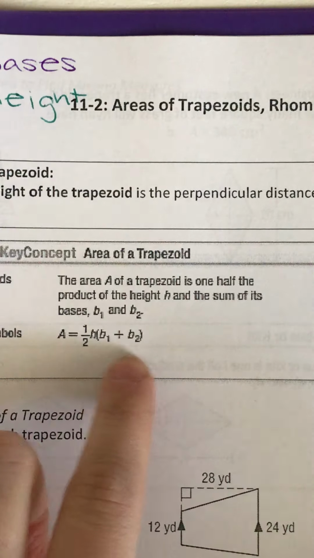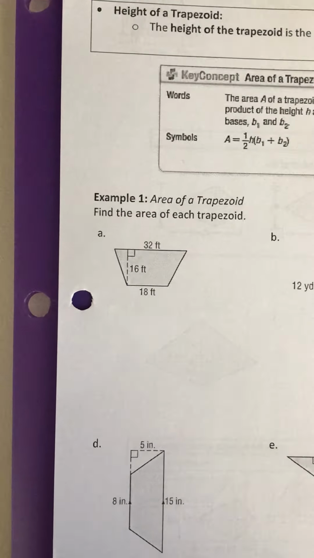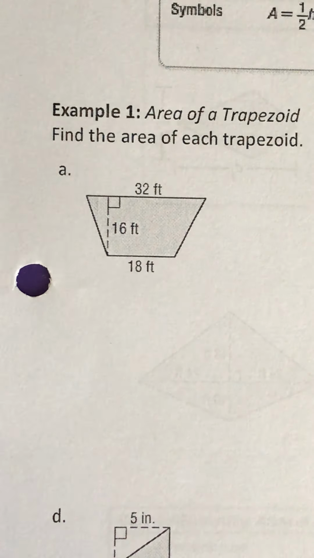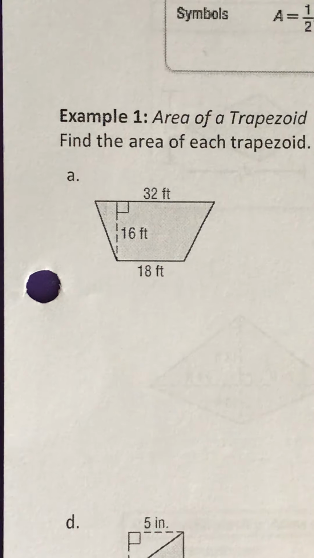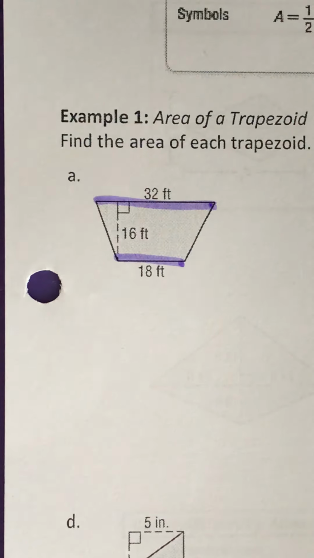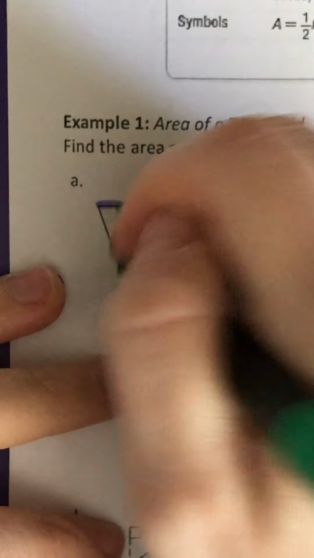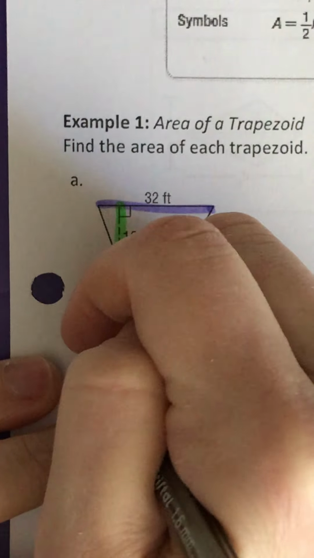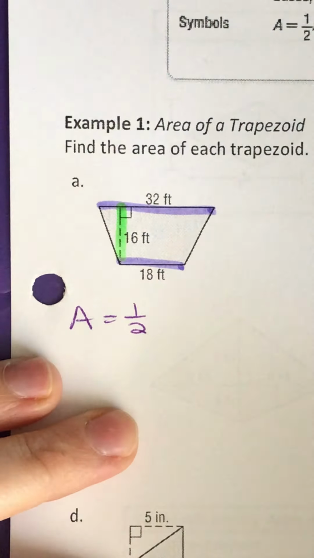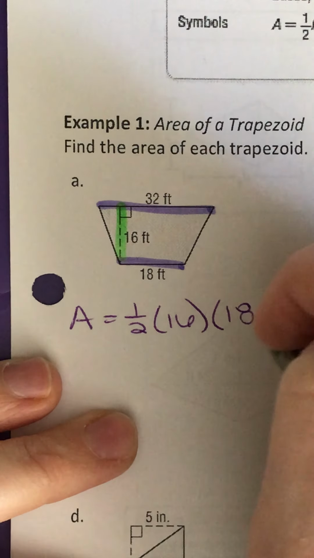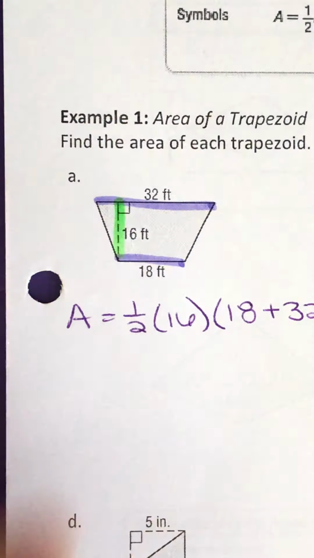The formula is also written right here. So let's take a look at this first one. We have our two bases. It doesn't matter which one you do first, top or bottom, which are 18 and 32. And we have a height of 16. This is the way it's going to look when we put it into our formula. Area equals 1/2. My height is 16. My bases are 18 and 32.